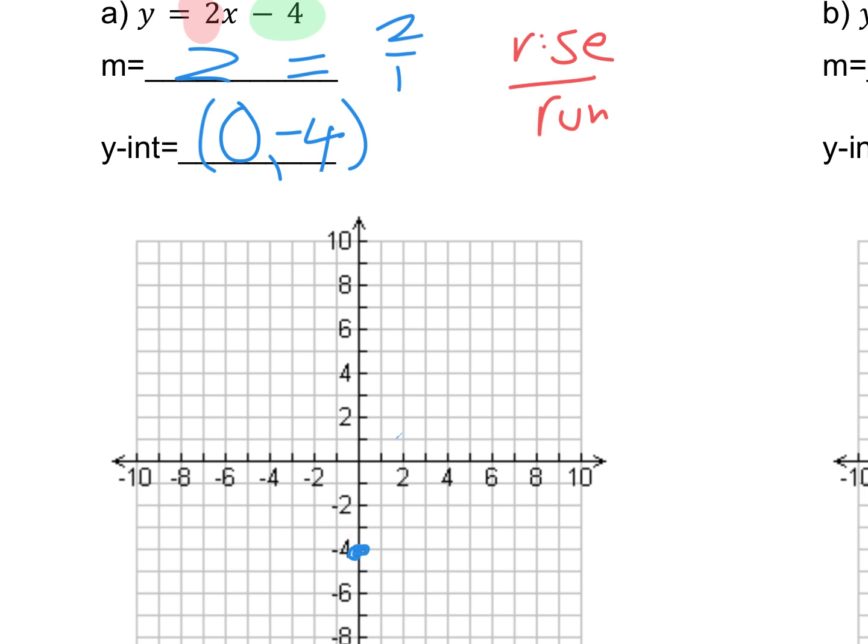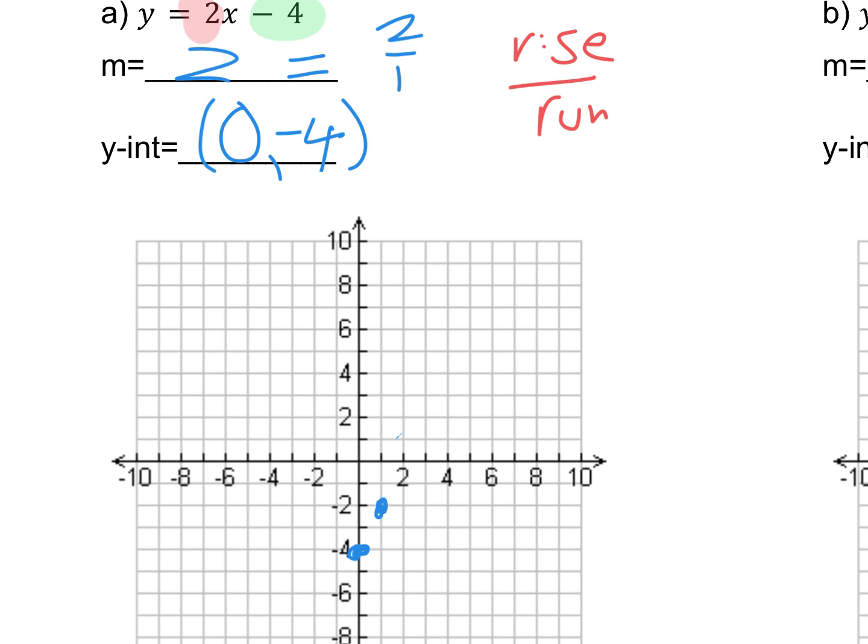And then my run is whatever number is in the denominator. In this case, it's +1. So after I use my rise to go up 2, I would go +1, which would be right 1. And so my next dot for the line is going to go right there. So I'm going to go ahead and put a dot there.